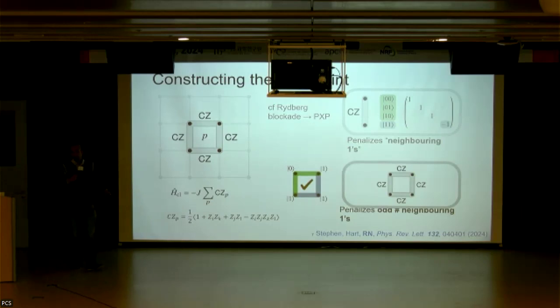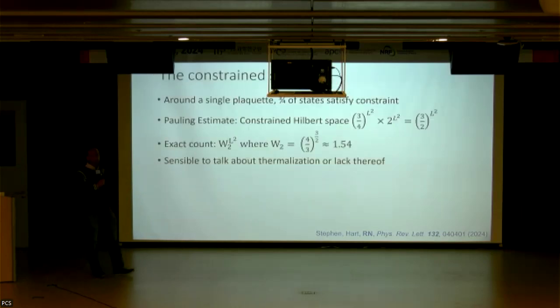So how big is the constraint-satisfying subspace? Well, it's relatively straightforward. You can estimate it. You can also get an exact count. I won't necessarily go through it, except to say that the size of the constraint-satisfying Hilbert space is roughly this large.